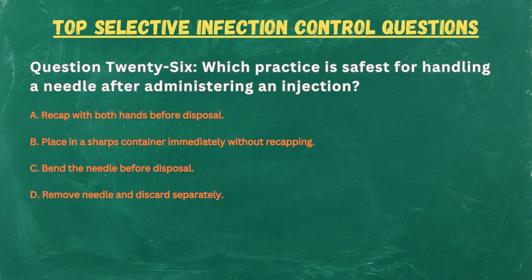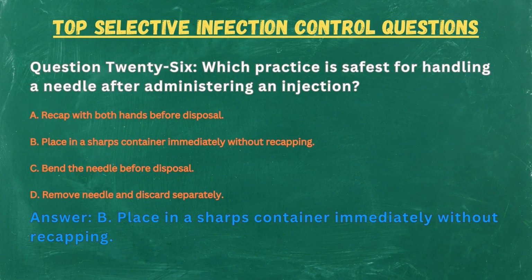Question 26. Which practice is safest for handling a needle after administering an injection? A. Recap with both hands before disposal. B. Place in a sharps container immediately without recapping. C. Bend the needle before disposal. D. Remove needle and discard separately. Answer: B. Place in a sharps container immediately without recapping.